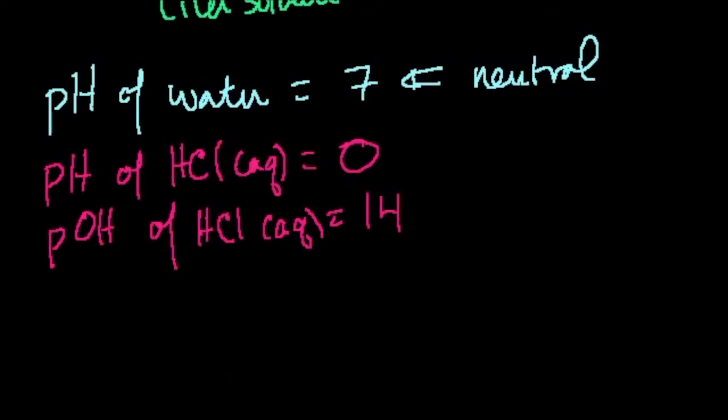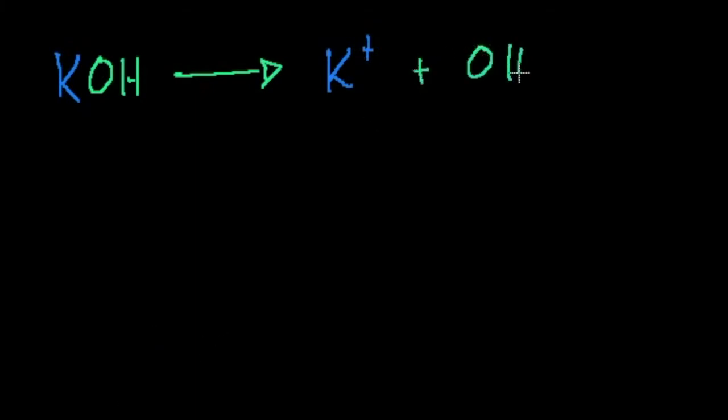Now let's do the same thing with a strong base and figure out its pH. And I think you'll see that it's the opposite. So let's say I had potassium hydroxide. It's a strong base, so it completely dissociates in water to potassium cations, positively charged ions, plus hydroxide anions. It completely dissociates. And it's in an aqueous solution, I should write that down. Aqueous solution just means we are in water, of course.